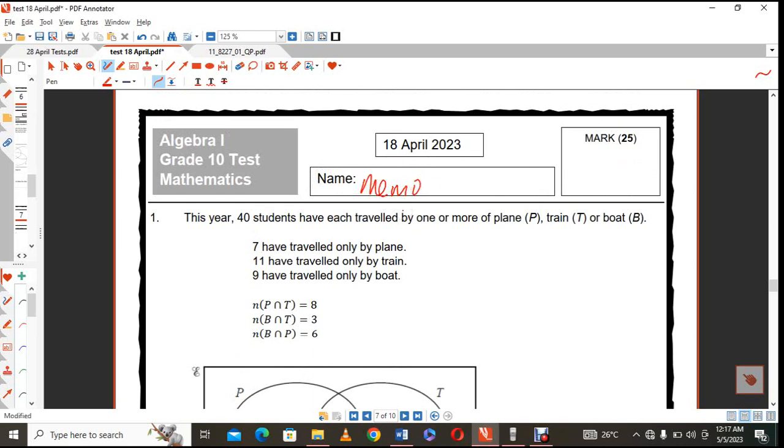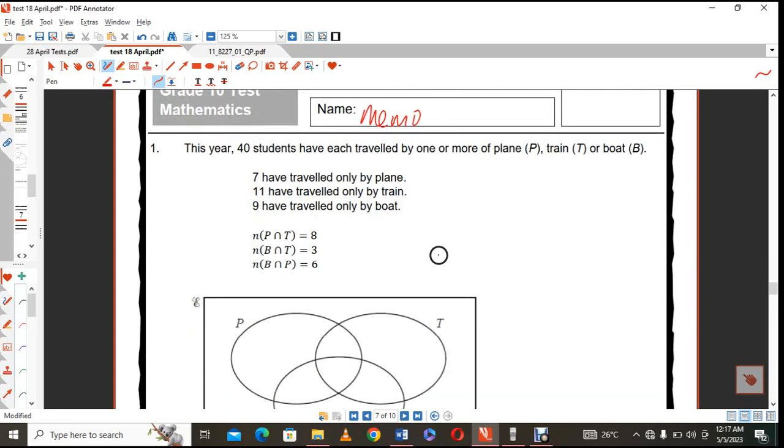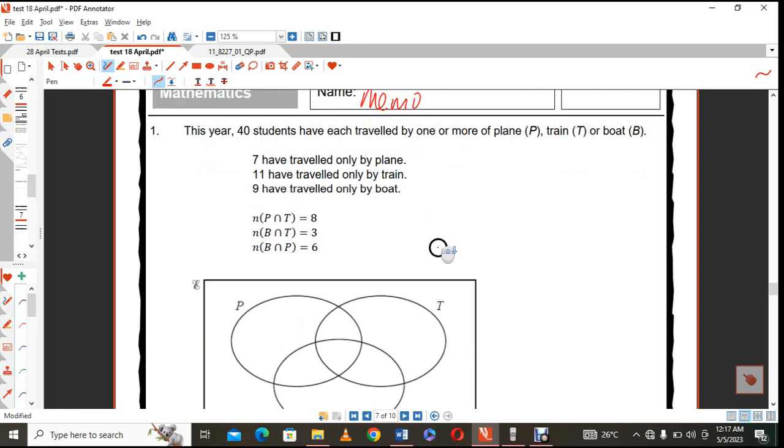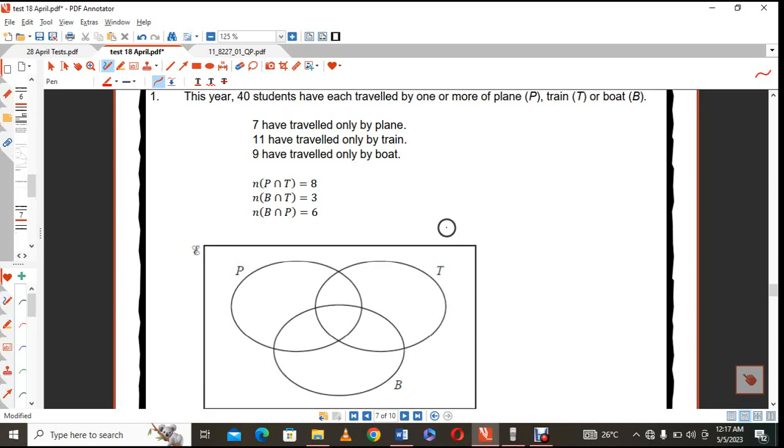Okay. This year, 40 students have each traveled by one or more modes of transport: by plane, standing for the P, T is the train, B is the boat. 7 have traveled by plane, so that 7 comes over here because they only used the plane. They didn't go plane and boat and stuff like that. 11 by train only, so 11 comes in here. 9 by boat only. Okay, so where does it leave us?